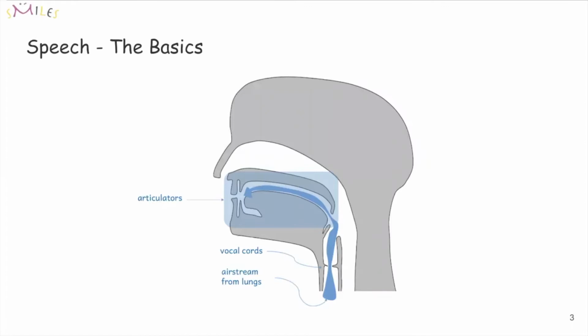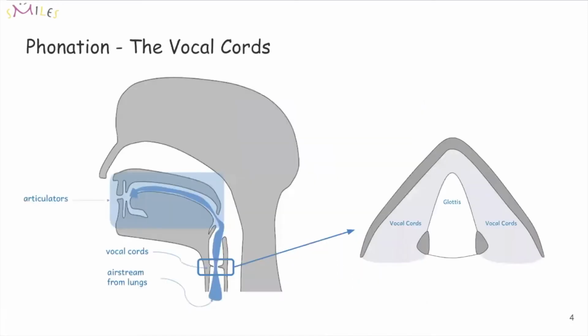Sounds start in the lungs, where air is forced upwards, creating an airstream that passes through the vocal cords and out through the mouth. The first contribution of sound is made by the vocal cords, and this is referred to as phonation.